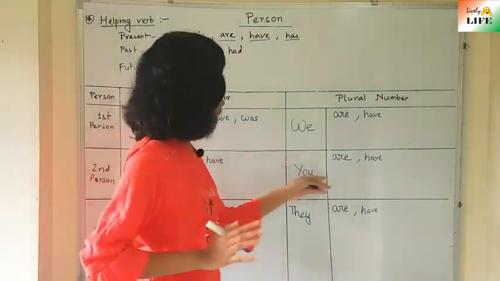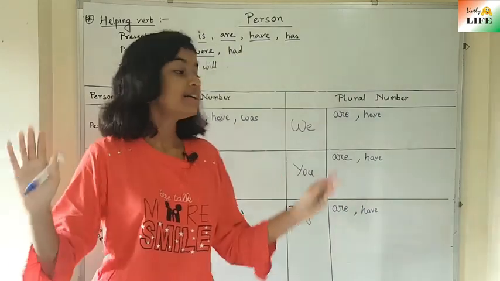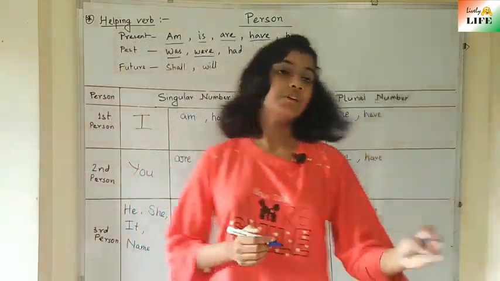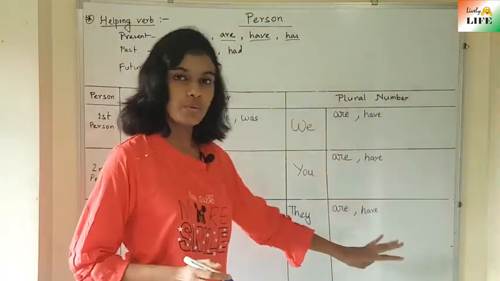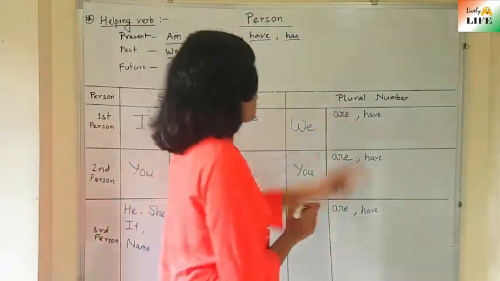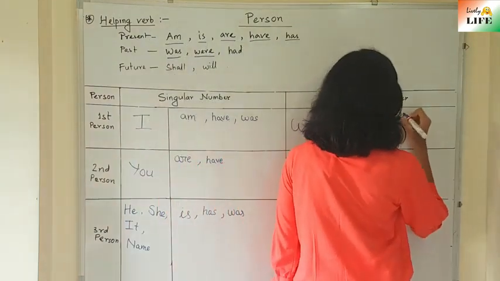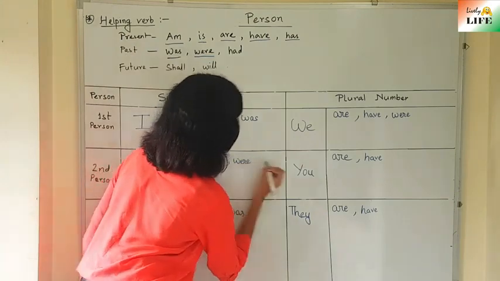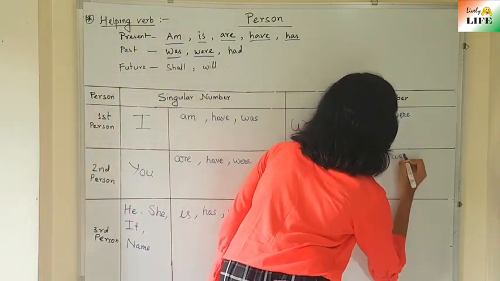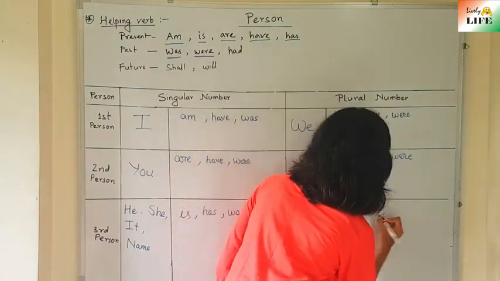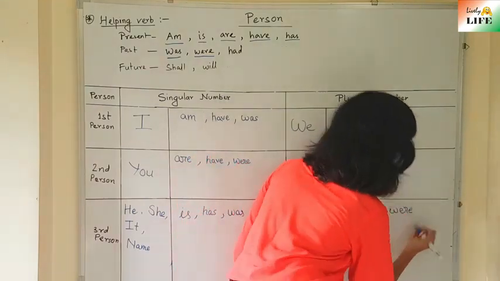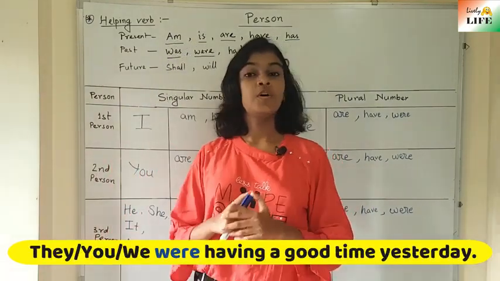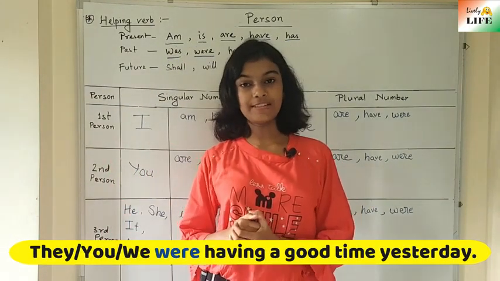So, whether it is you or singular or plural, it doesn't matter. Just like are, we are going to use were after you. Okay. So, you were and they were. So, we were. You were. And they were. They were having a good time yesterday. We were playing chess the previous week.